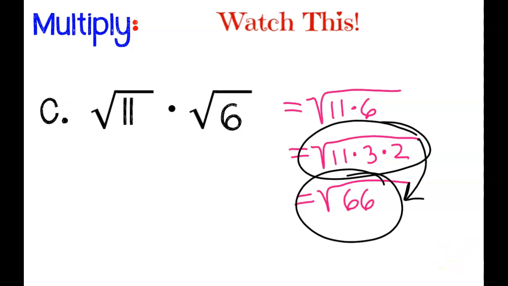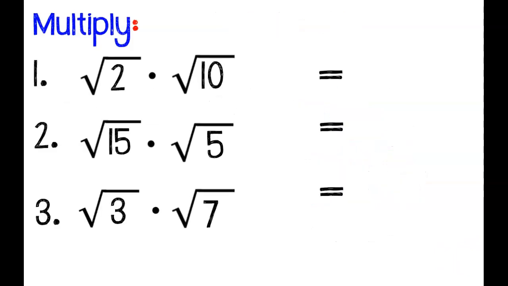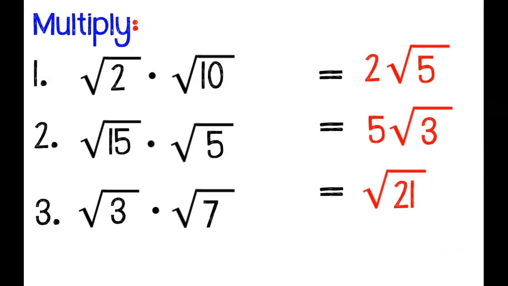All right, this is some beginner multiplying here. I think you're starting to get the hang of it. So let's try 3 that were just like what we just did here. Remember, radicand times radicand, simplify if you can. Pause the video now. All right, let's see how you did. Did you get them right?